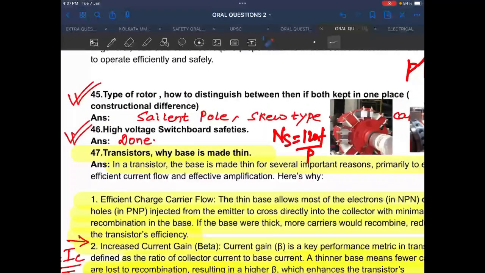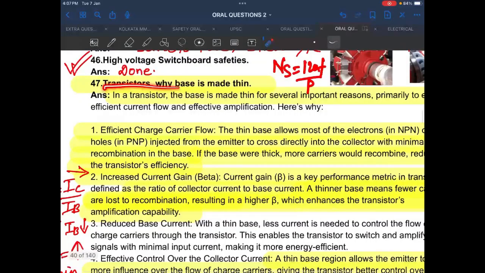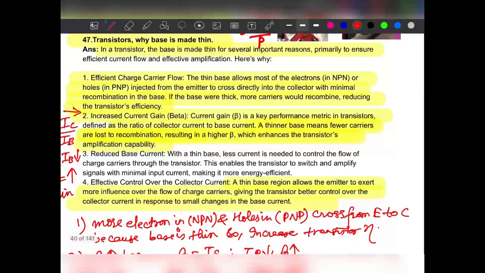So the two types of rotor I already explained. High voltage switchboard safety I already explained earlier. Next, transistor base is thin. So let's move on to the next question.